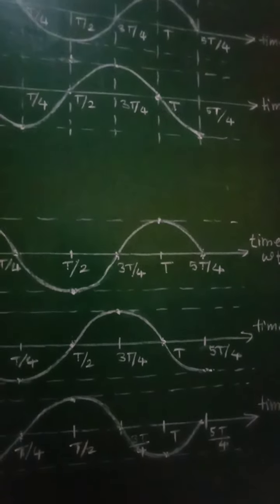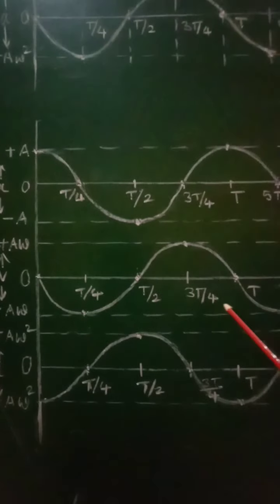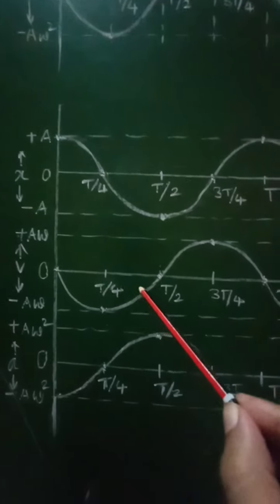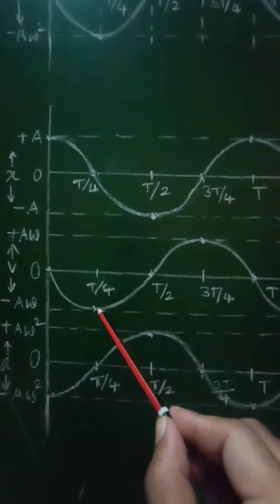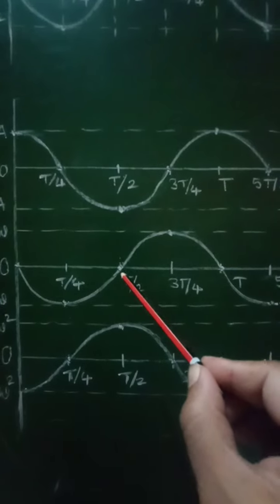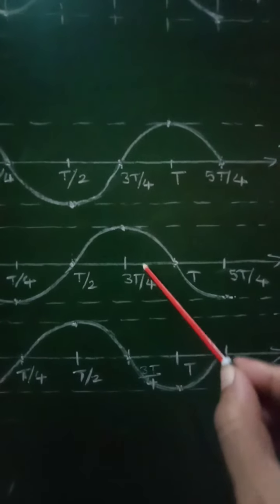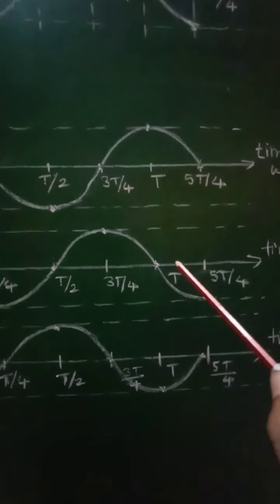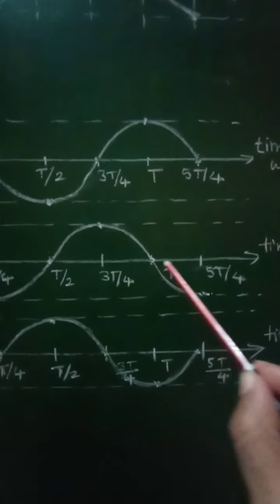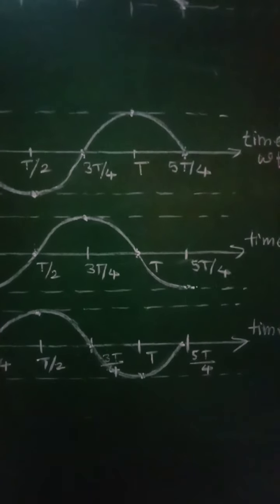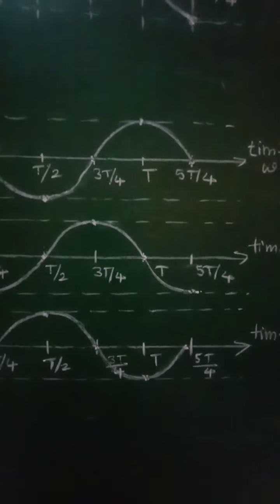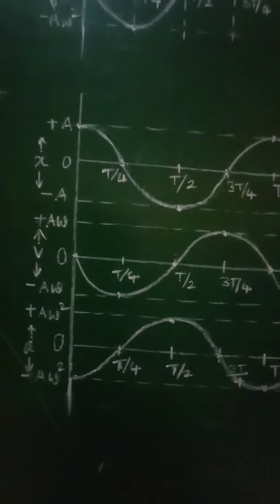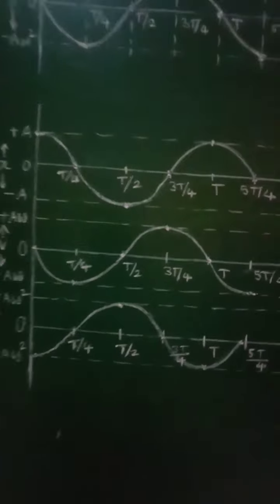Then if we plot the velocity against time graph, then for t is equal to 0, velocity is equal to 0. For T by 4 it is minus a omega. For T by 2 it is again 0. For 3T by 4 it is plus a omega. For T it is again 0, and for 5T by 4 it is minus a omega. So like this we will get the sine curve for this velocity.